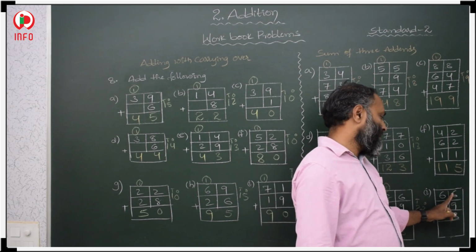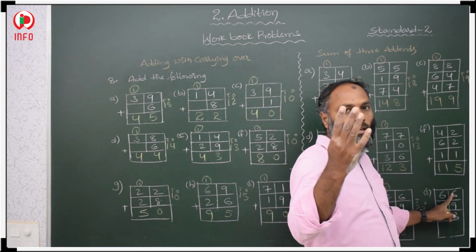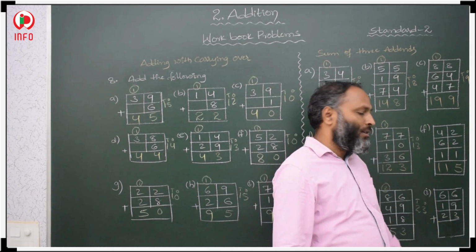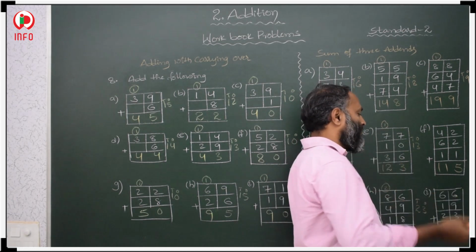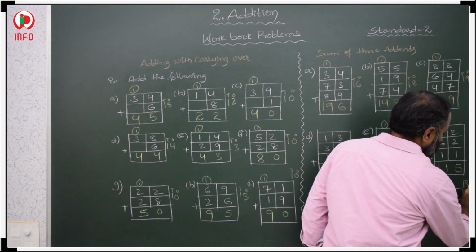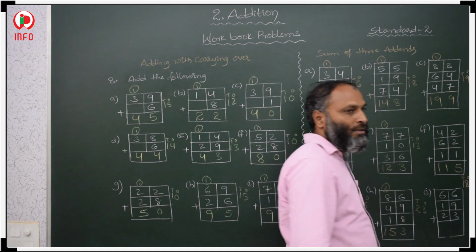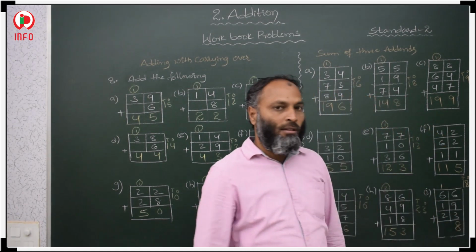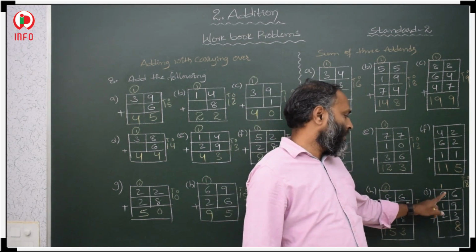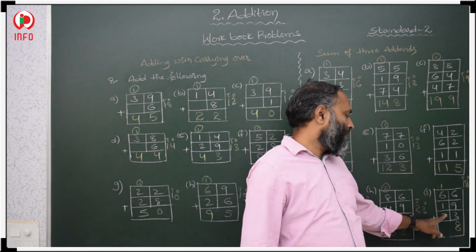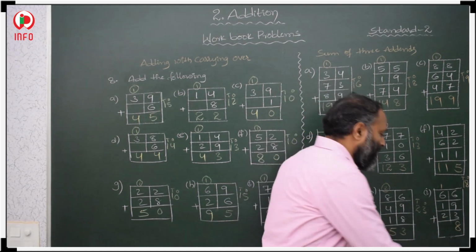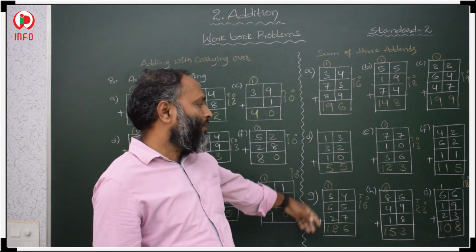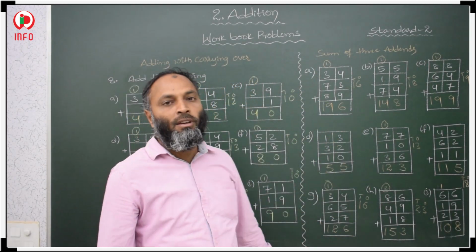6 plus 9, 6, 7, 8, 9, 10, 11, 12, 13, 14, 15. 15 plus 3, 16, 17, 18. 18. 8 in ones place and 1 in tens place. Now 6 plus 1, 7. 7 plus 1, 8. 8 plus 2, 10. 108. This is our 3 addends sum. We have to find 3 addends sum in this way.